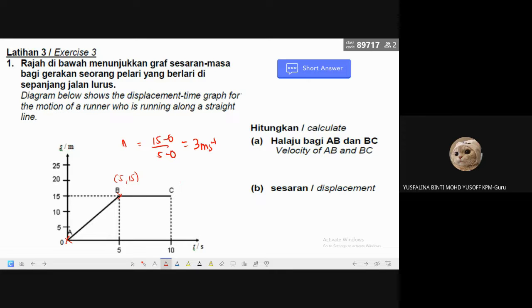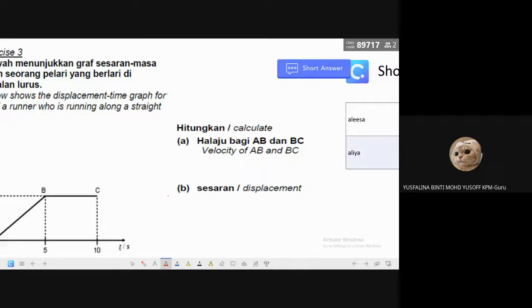That is for AB. For BC, I think you don't need to calculate, right? So it's 0 ms negative 1. But then how about the displacement? At this part it is 15 meter. Then at 10 seconds it is still at 50 meter. The displacement is still at 50 meter. So that's the answer. 15. So 3015.